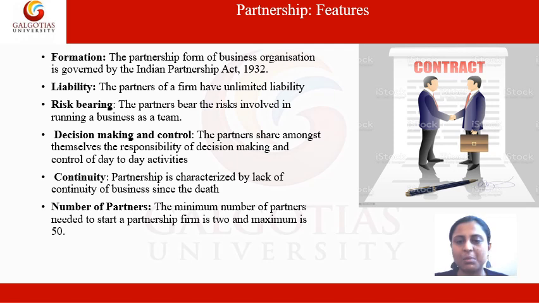Last is maximum number of partners. So it needs 2 members to start a partnership firm. The Indian Partnership Act 1932 does not have any limit on the maximum partners that can be included. But according to the Companies Act, a maximum of only 50 persons are allowed to form a partnership.